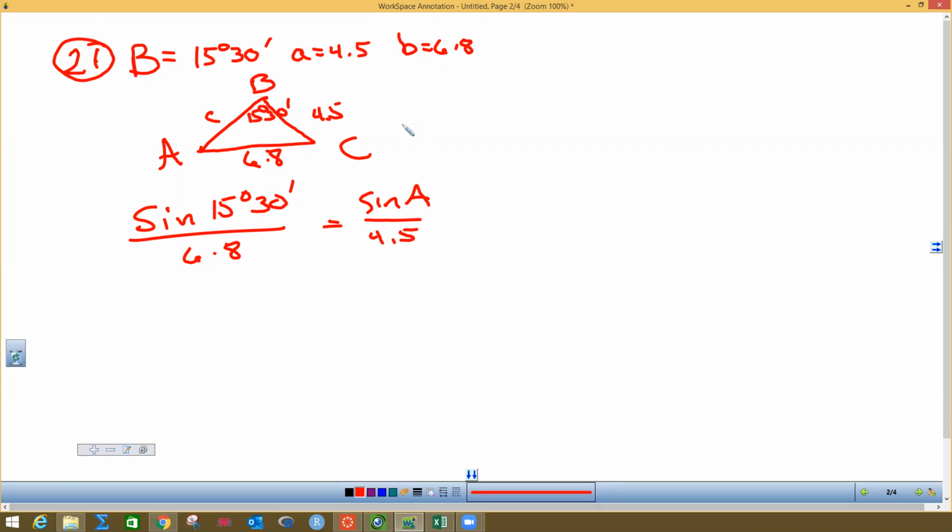And if you look at this problem, I hope you see that you have a side and a side, and this is not the angle between them. It's not side angle side. This angle is not between them. So this is side side angle. So you are going to have to check for a second triangle on this.